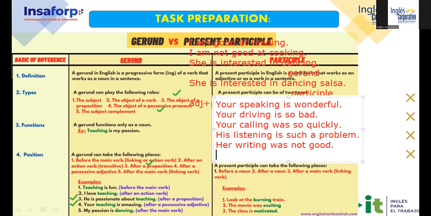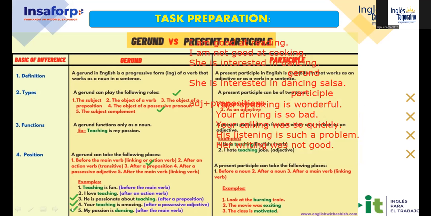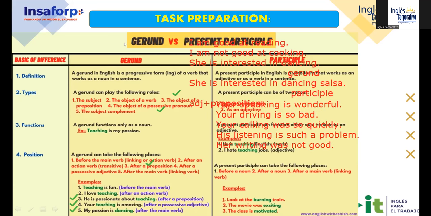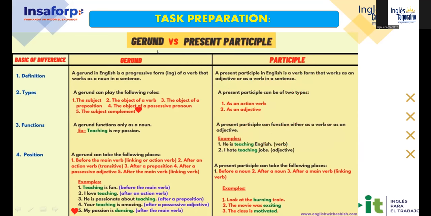We have number five. Let's see, number five. By the way, can you see number five? My passion is, my passion is dancing. Mm-hmm. Then we're here, the subject complement. Estamos en esta que está por acá. Let me check, mark that. Here, number five. So just let me clear that again. Here, number five.